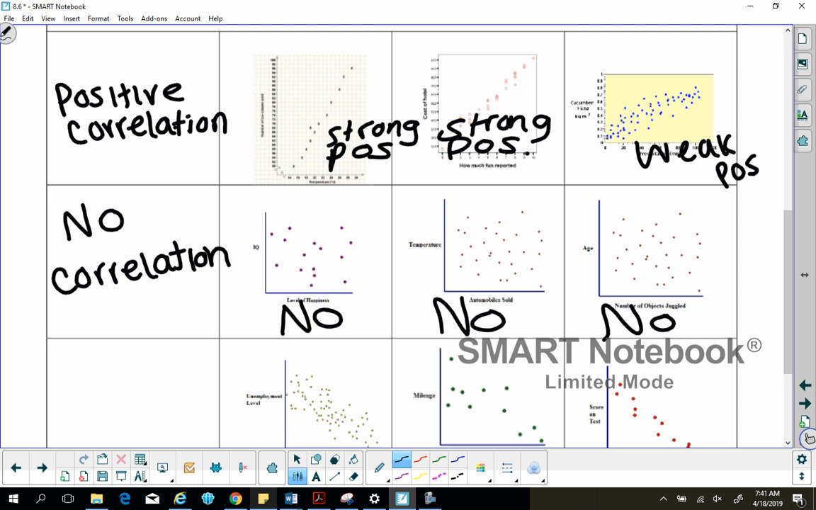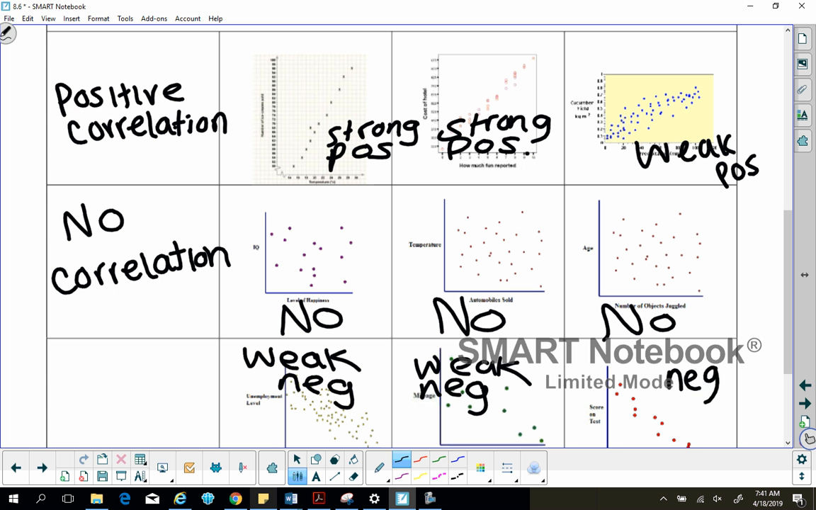Cool. Tyreek, what did you get for this one? Weak. And is it negative or positive? Perfect. Brixiana, what did you get for this one? It's negative. Is it weak or strong though? It's pretty weak. And then Keandra, what's the last one? Is it strong or weak? It's pretty strong, right? If I were to draw a line, see how they're pretty close to the line? This is more likely to be a strong negative.